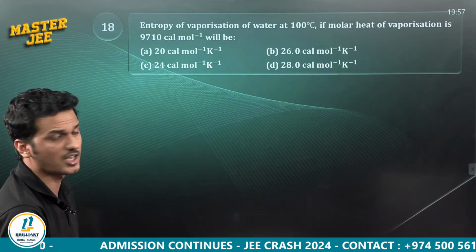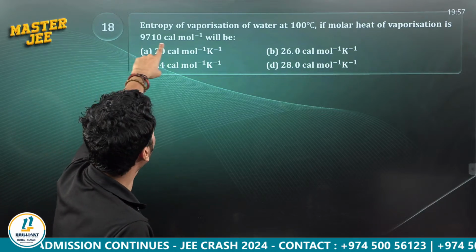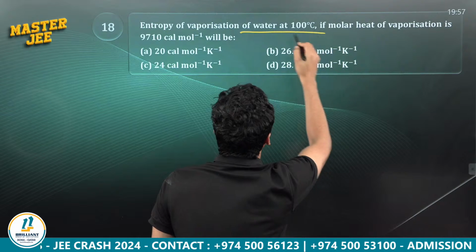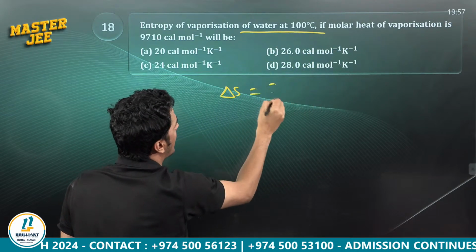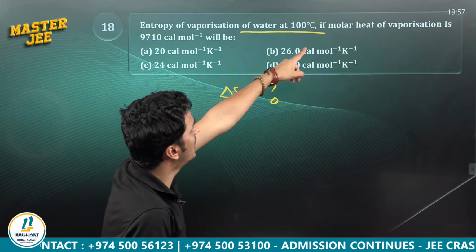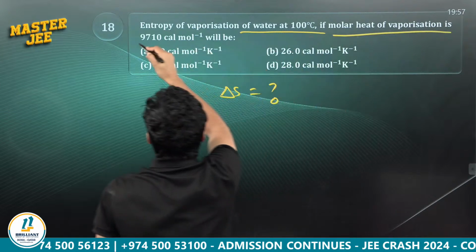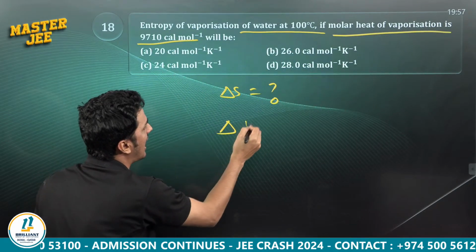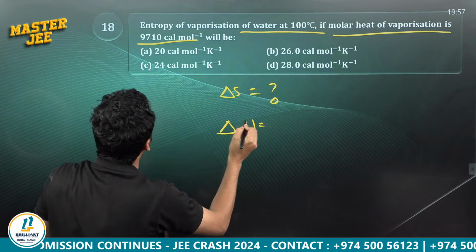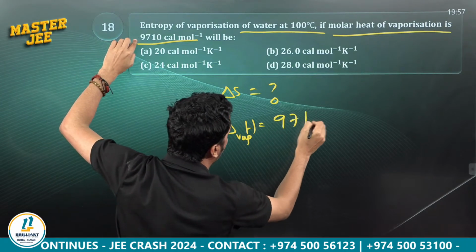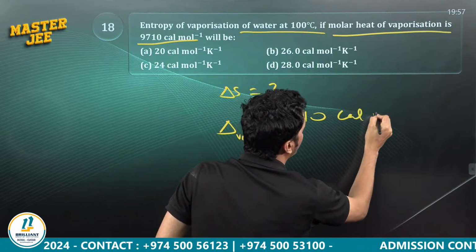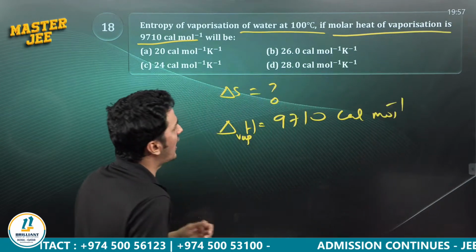18th question. This is the question. What's the question? Entropy of vaporization of water at 100 degrees Celsius. They are asking you to find out delta S. If molar heat of vaporization is 9710 calorie mole inverse. So they gave the enthalpy of vaporization, delta H. They are asking you to find out delta S.